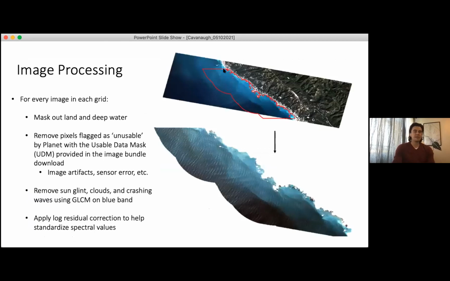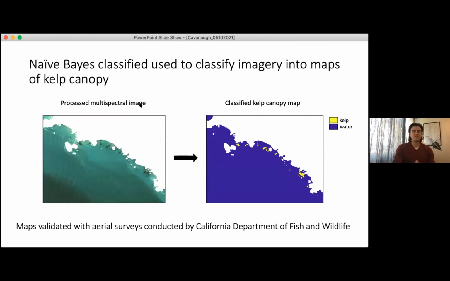I won't get into the image processing details here. Again, I'm happy to talk about that later, or I can refer you to Kate. But essentially, there's a number of steps that we need to do to automate this kelp identification. This imagery is a little bit harder to deal with than Landsat. But essentially, she's developed this classifier that's mostly automated to take a high resolution image and turn it into a map of kelp. Her approach has been validated with aerial surveys conducted by the state.